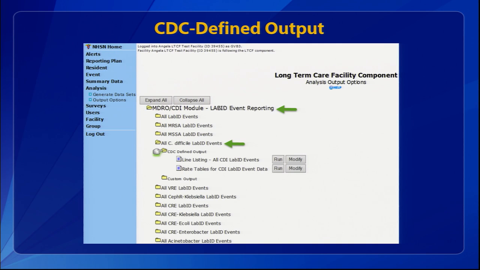To begin with the CDI module, these folders contain the output options for organisms such as MRSA, MSSA, and C. difficile. These organisms are available for users to analyze once they have data entered for these particular organisms. In this presentation, I will be focusing on the C. difficile lab ID events. If we click on that, highlighted by the second green arrow, and then click on the CDC-Defined Output, we see two drop-downs, line list and rate tables.